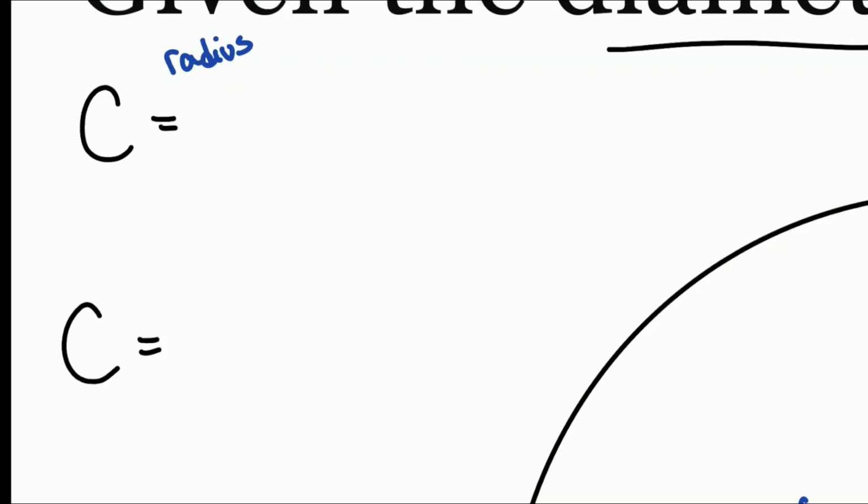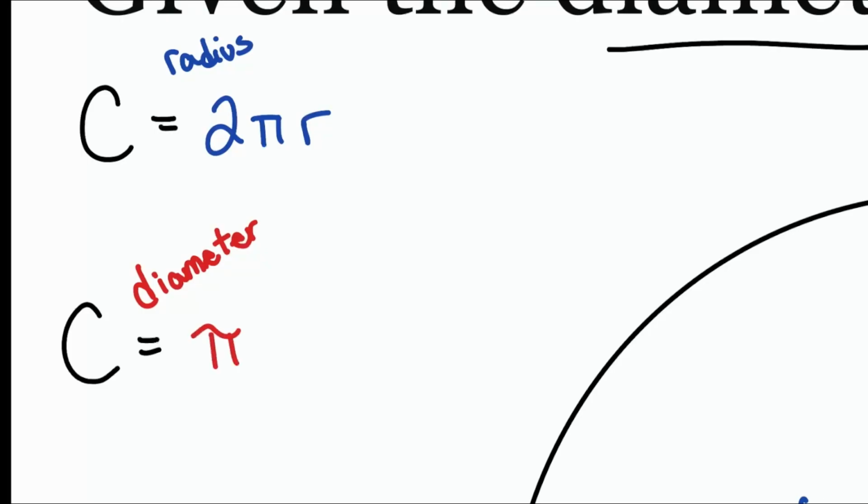Yep, the one that uses radius is going to be 2 pi r. That is correct. Now, if we wanted to write down the one that uses the diameter, pop quiz, what is that one going to be? Correct. That is going to be pi times the diameter. That's right.